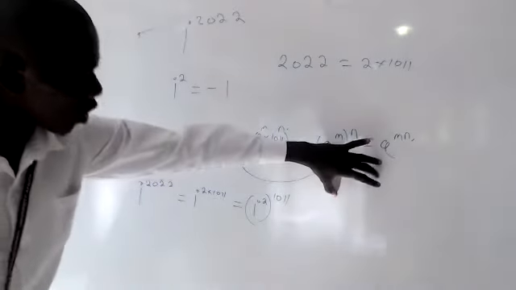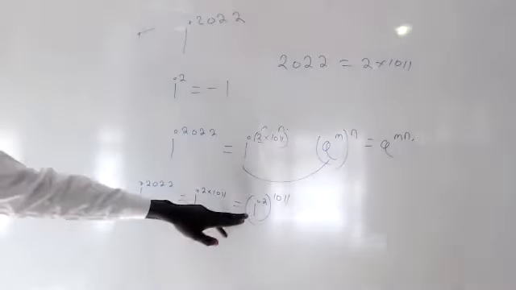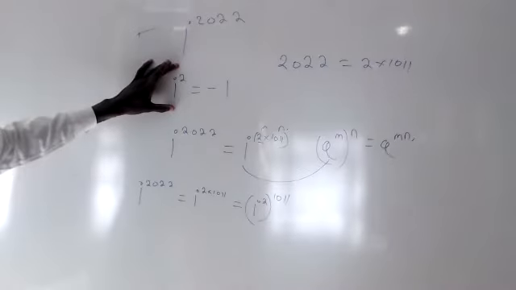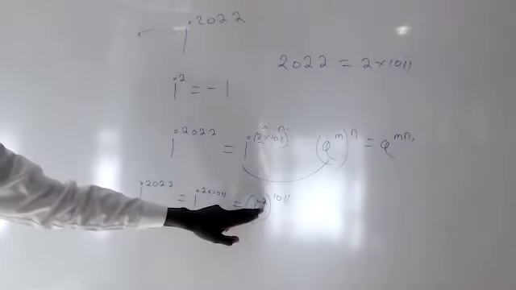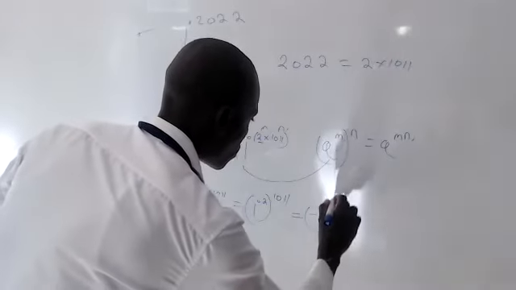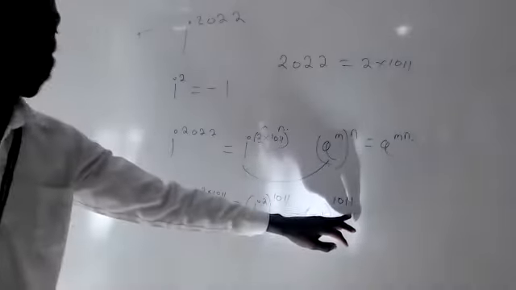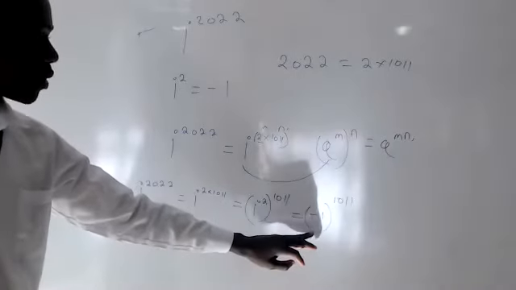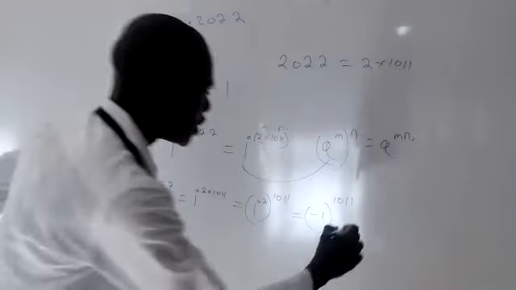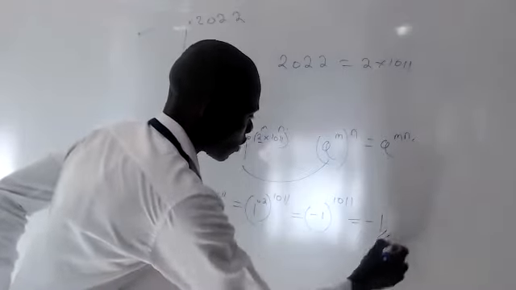By applying this law, we all know that i squared is -1. That's the definition. So what is this? i squared is -1. So this means you can write this as -1 raised to 1011. 1011 is an odd number. So -1 raised to any odd number will simply be -1.